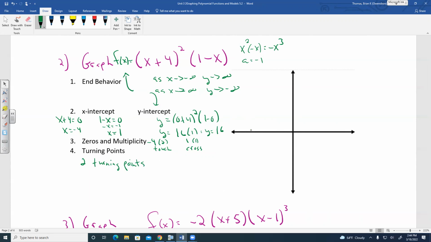So if I put this all together, my x-intercepts are -4, 1, 2, 3, 4. My other x-intercept is 1. My y-intercept is 16. I'll just go by 2s. 2, 4, 6, 8, 10, 12, 14, 16. So my y-intercept is going to be there.